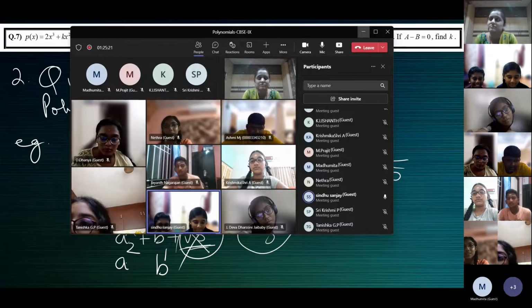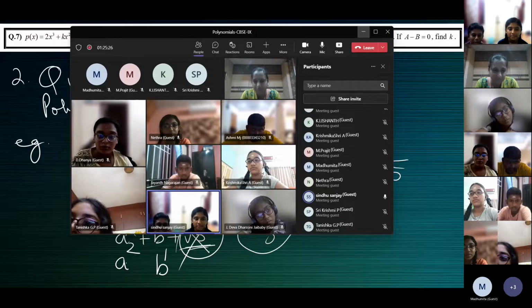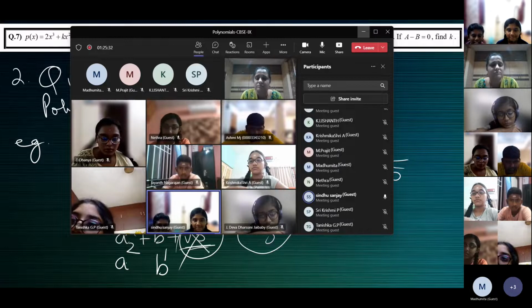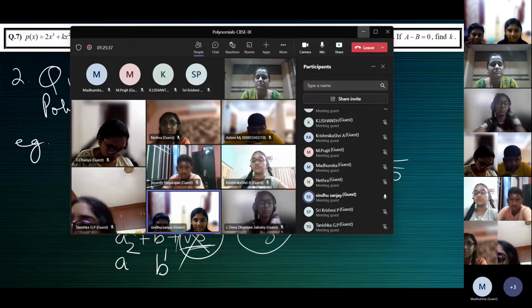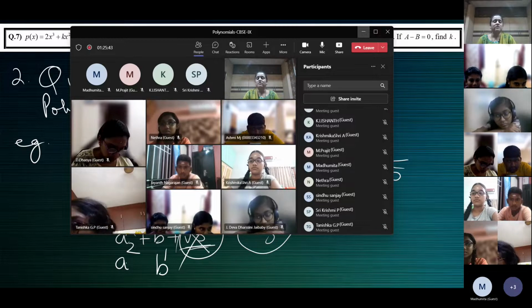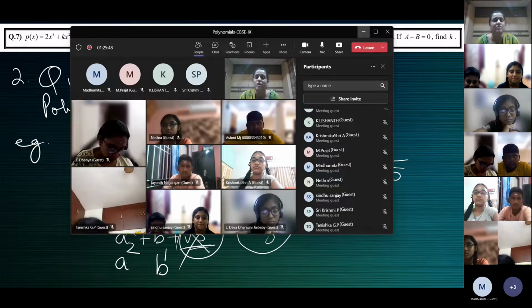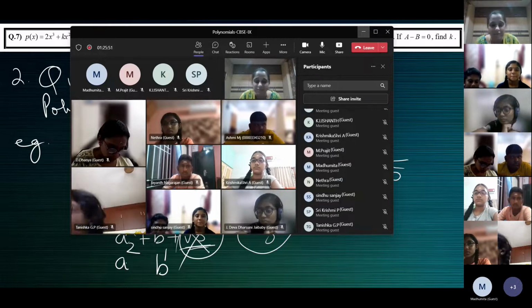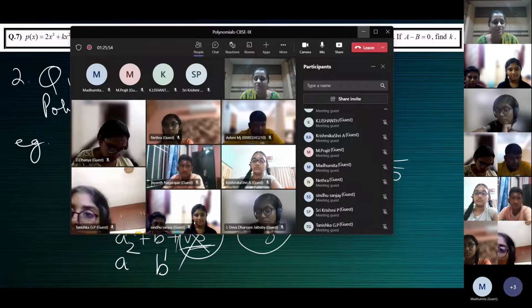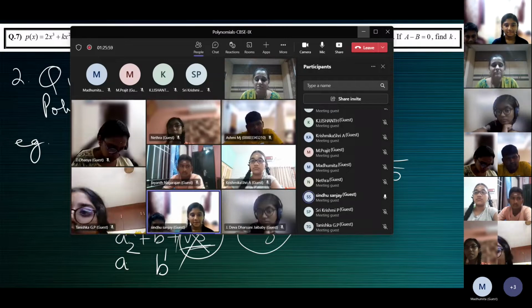Ma'am, because the variables a and b have whole number powers. For a it's 2, a whole number power, and for b it's 1, a whole number power. The constant has no role in deciding if it's a polynomial or not. The role is given only to the variables. Look at the variables and their powers. Are they whole numbers? Yes, ma'am.